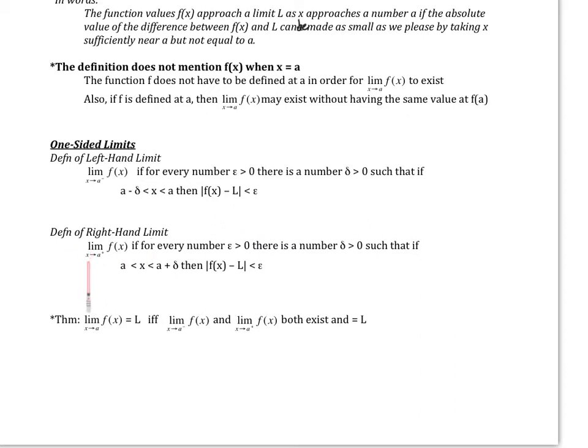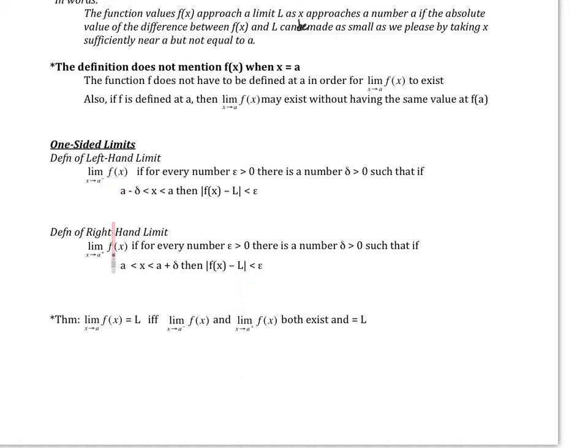Right-hand limit as x approaches a from the right of f of x, for every number epsilon greater than 0. So we're trying to get that epsilon to be as small as possible, and the only way to do that is to get the delta to be as close as possible. So there is a number delta greater than 0 such that if x is between a and a plus delta, then the absolute value of f of x minus the limit is less than epsilon.